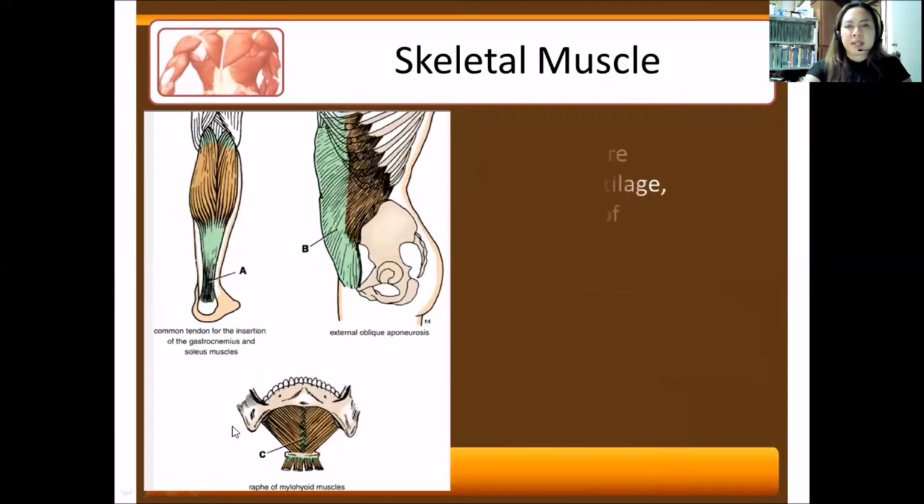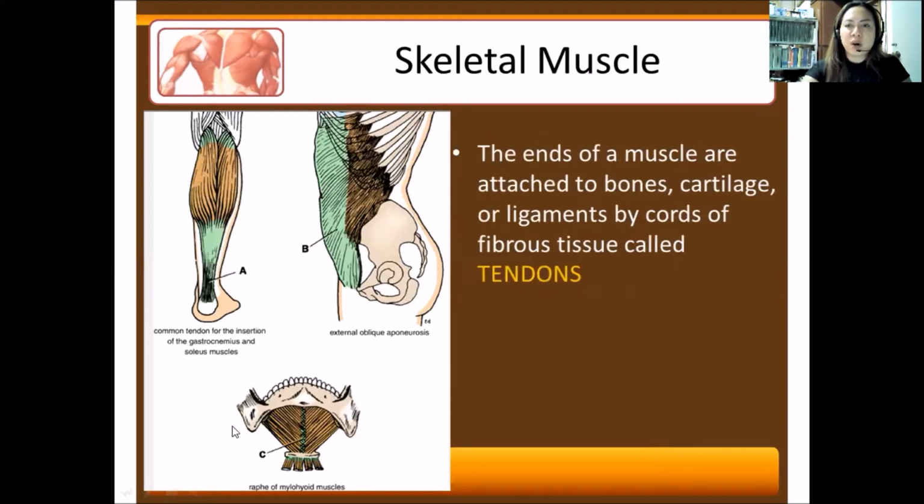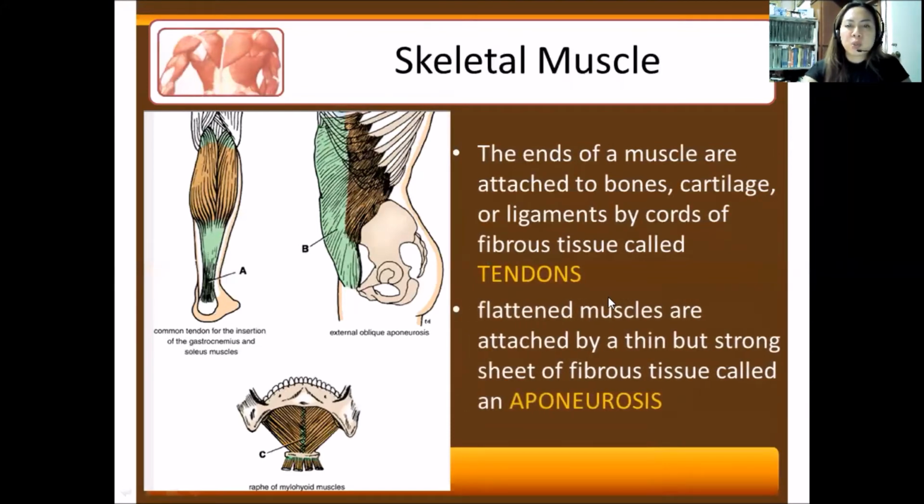Okay. So, the ends of a muscle, may mga dulo-dulo man talaga yung muscle, di ba? So, yung ends niya are attached either to the bone, to a cartilage, to a ligament, by cords of fibrous tissue we call tendons. Okay. So, there are also flattened muscles that are attached by a thin but strong sheet of fibrous tissue, and we call that one aponeurosis. Yung iba sa aponeurosis, nakadikit.